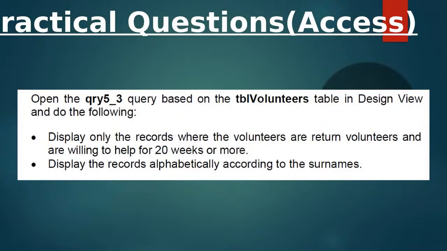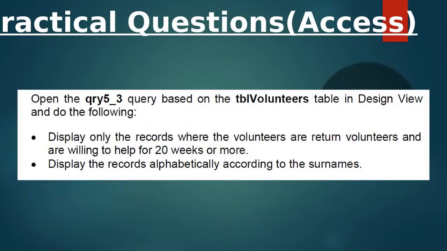Right, open the query based volunteers. Display only the records where the volunteers are return volunteers and are willing to help for 20 weeks or more. So in our criteria, what we'll have to put as the criteria there is obviously those who are returning, and they're saying display only those records. I obviously haven't seen this, but these will obviously be fields. So I'm only going to display those.